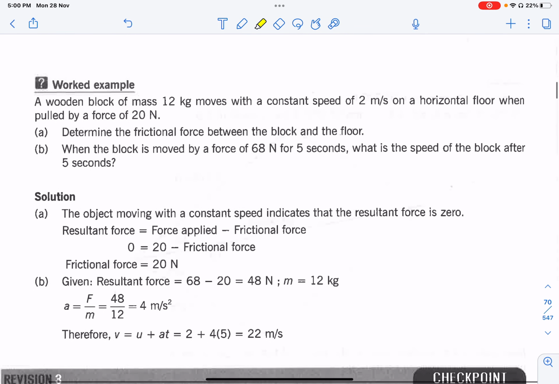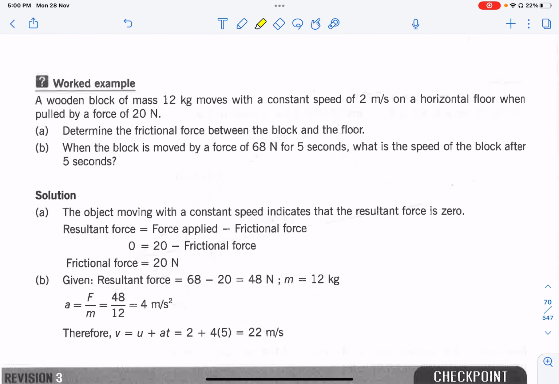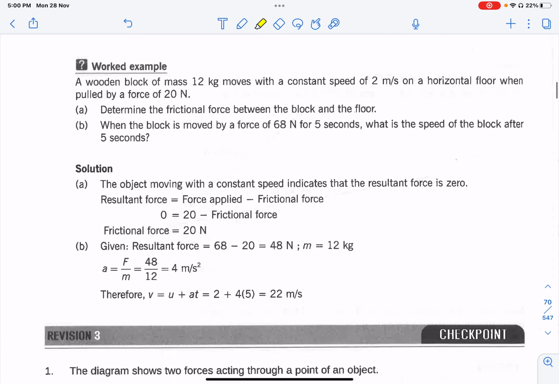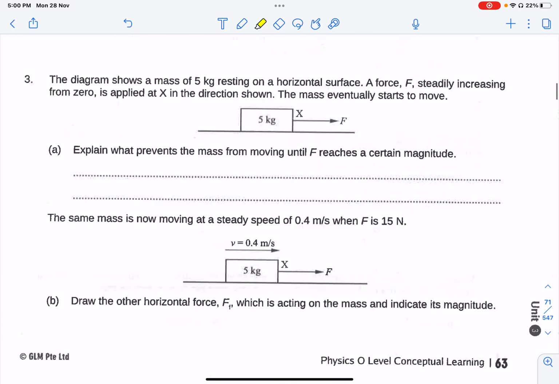So again, friction can be calculated based on the F equals ma formula. There are a lot of questions that you can try in your 10-year series work. And I think that those will be quite relevant and useful.